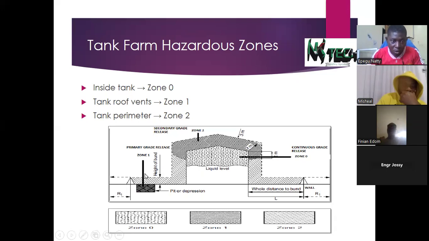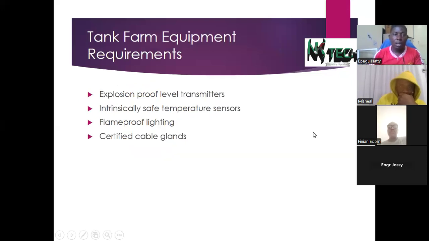We have what we call a sump. So this is a sump. If you want to drain water from the tank, you drain it into the sump, and from there they decant the crude oil and then send it back to the tank. So at your sump here, you also have zone 0 and zone 1 in this region, right? So that's that. Your equipment.